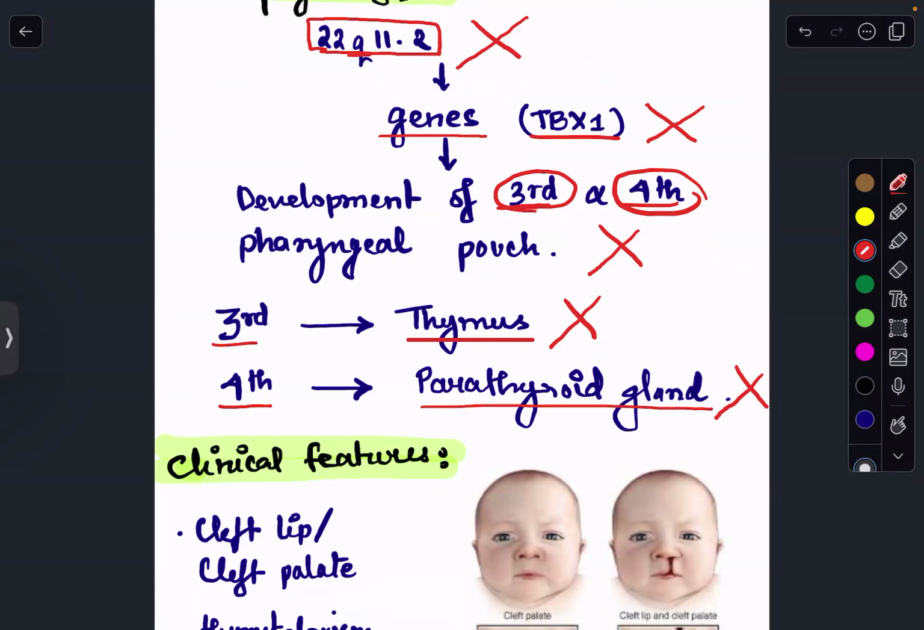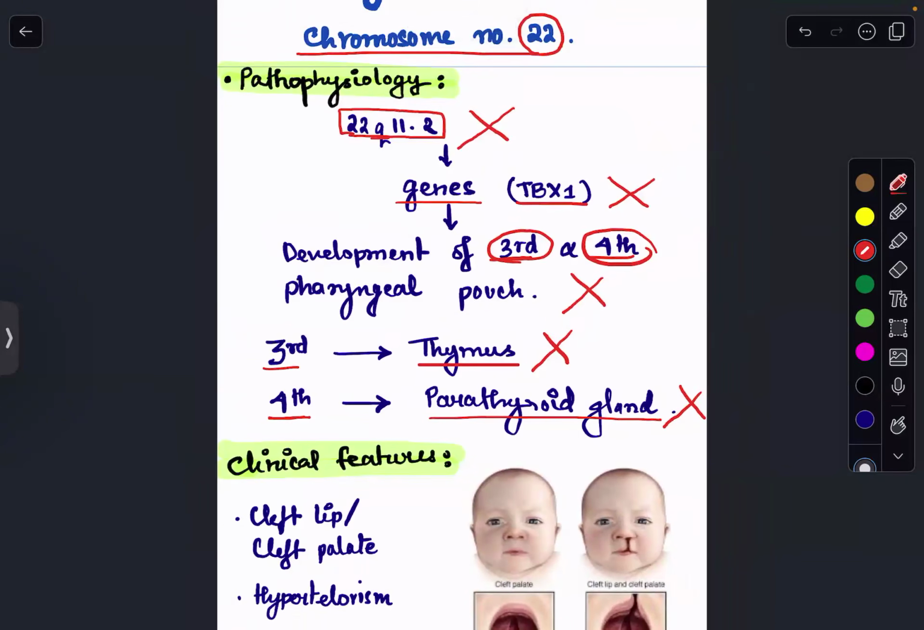Why we say hypoplasia is that basically the fourth pharyngeal pouch develops into the superior parathyroid gland. So not the entire parathyroid gland, basically the superior parathyroid gland. So the child will suffer from parathyroid hypoplasia instead of parathyroid aplasia. Okay. So this is the pathophysiology of DiGeorge syndrome.